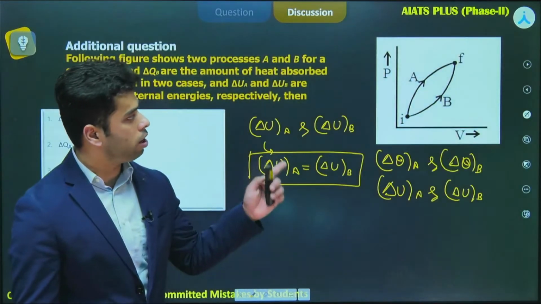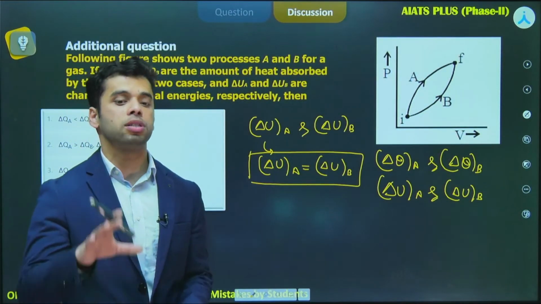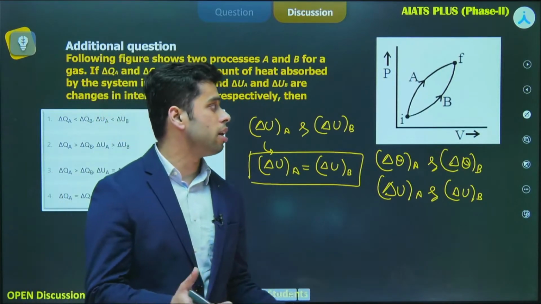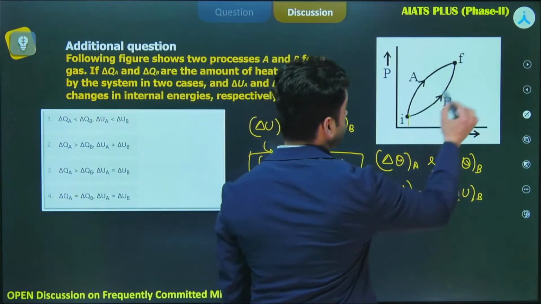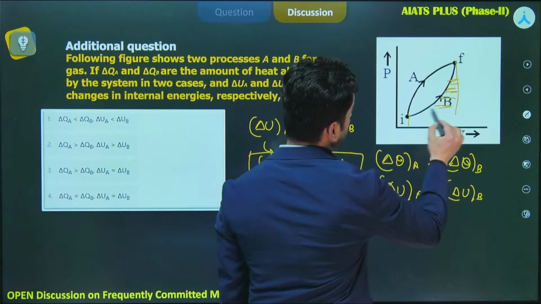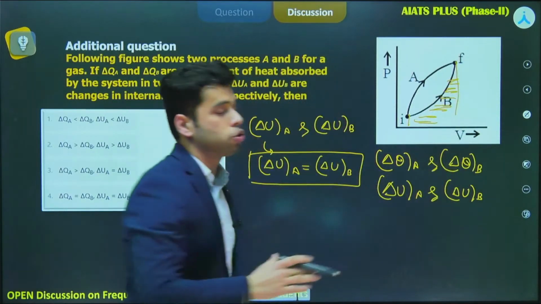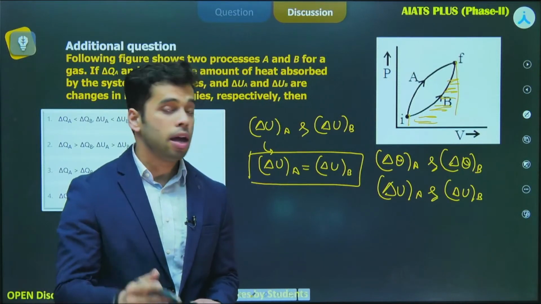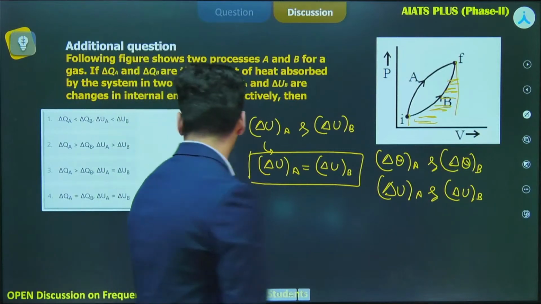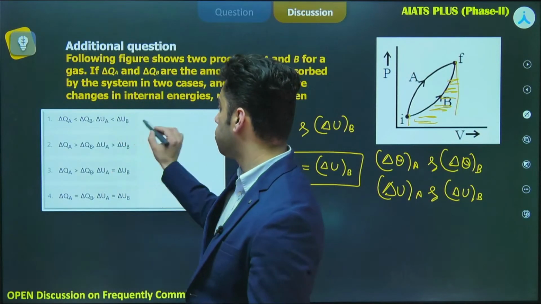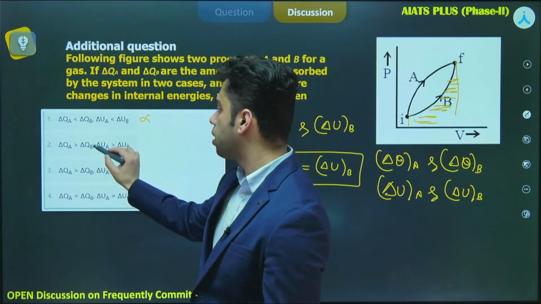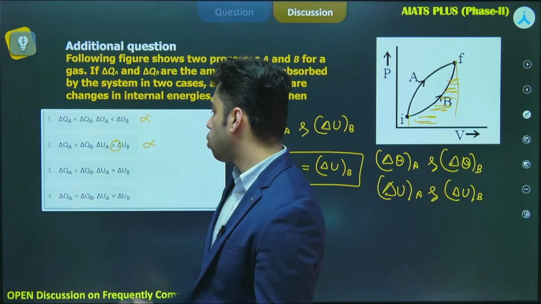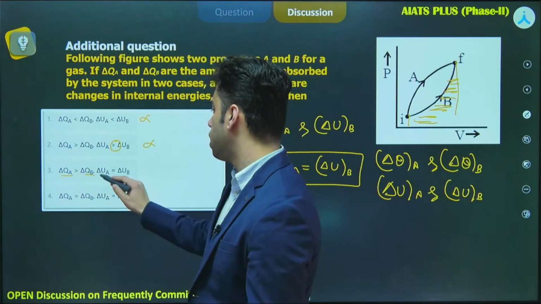And if you see from the PV curve, the work done is more for process A, because the area covered for process A is more compared to the area covered for process B. If I draw the area, this will be the area covered for process B, and this whole area is for process A. So work done in A is greater than work done in B, which means delta QA should be greater than delta QB. So the option saying delta QA is less than delta QB is wrong. The option with delta QA greater than delta QB but delta U unequal is also wrong. Let's talk about the third option: delta QA is greater than delta QB, and delta UA is equal to delta UB.